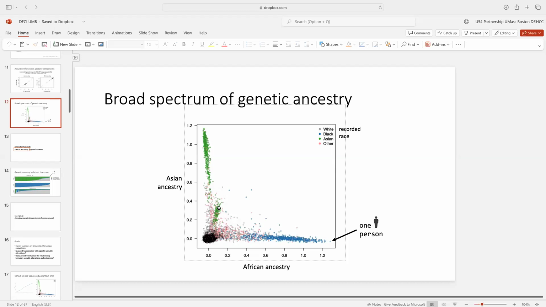There are also interesting questions about, within European ancestry, Ashkenazi Jewish ancestry, for example, that could be asked. I think the data for inferring those components is now available.